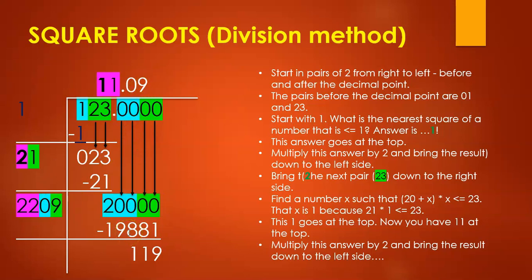Subtracting 19,881 from 20,000 gives us a remainder of 119, and this is our answer at the top, which is 11.09. So this is it, folks. This is our division method.